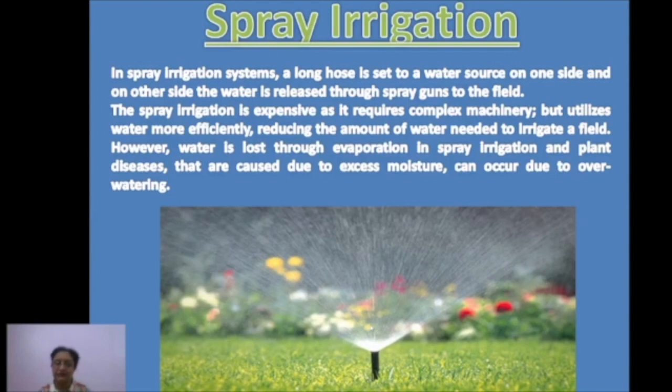However, water is lost through evaporation. By evaporation, a lot of water loss is seen in this case. Plant diseases also grow a lot in this case, because excess moisture is there, and overwatering is seen in these areas, and that always gives more chances for the development of diseases and the growth of pests, right? So that's why this is one strong disadvantage of spray irrigation.